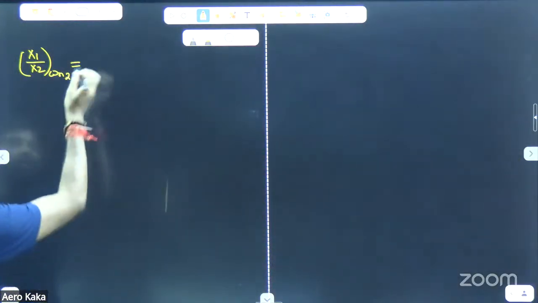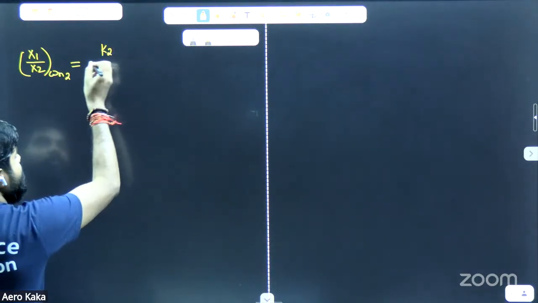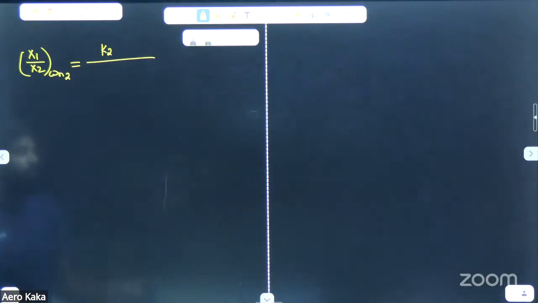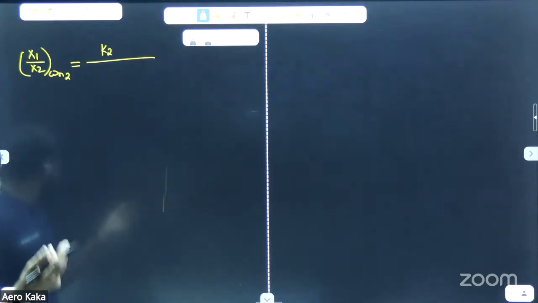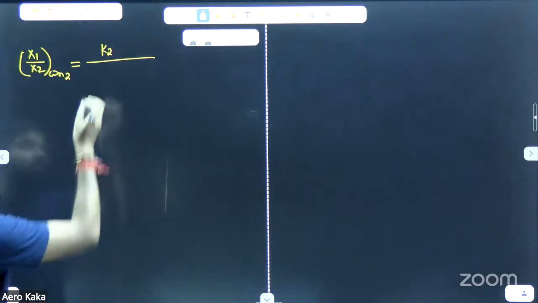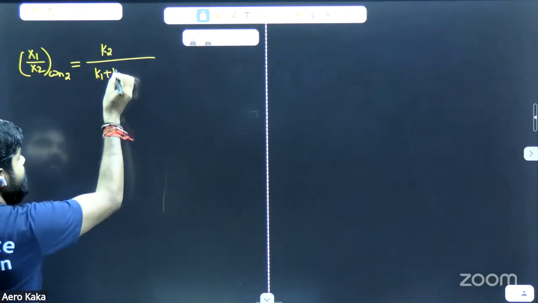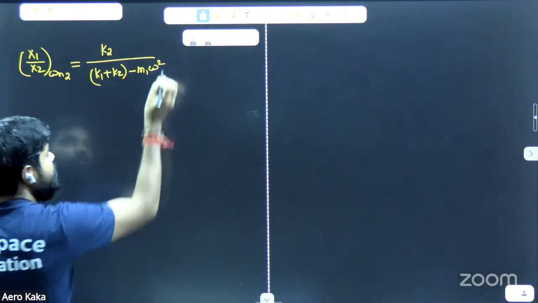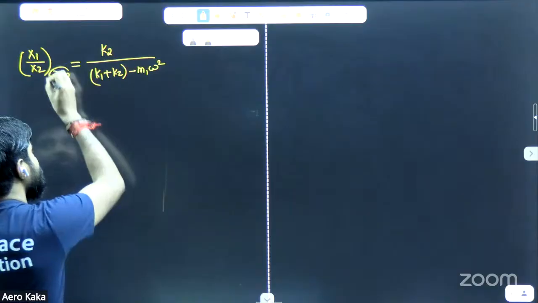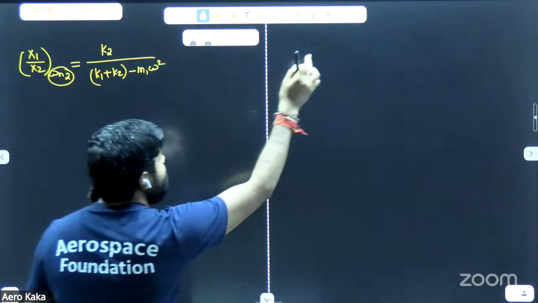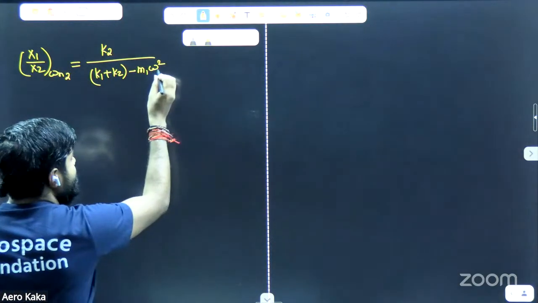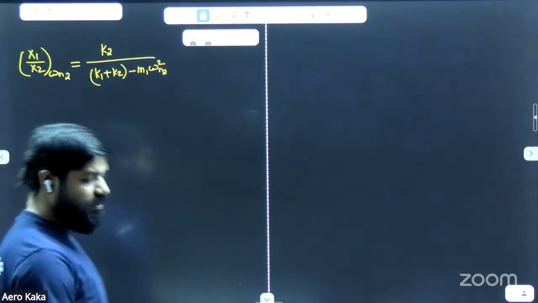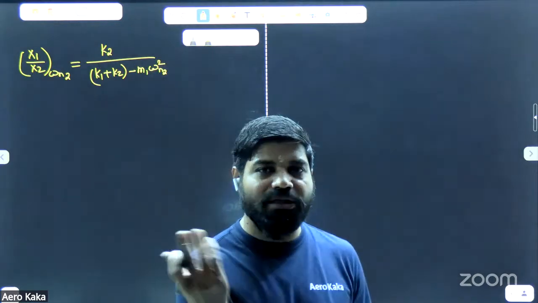Done. Here I can write k2 divided by how much? K1 plus K2 minus M1 omega square. So here you can write K1 plus K2 minus M1 omega square. If you're calculating corresponding to the second natural frequency, please remember, first you have to change this omega to omega n2 only. Now just substitute the values of K2, K1, M1 and omega n2, and we will get the mode shape easily.